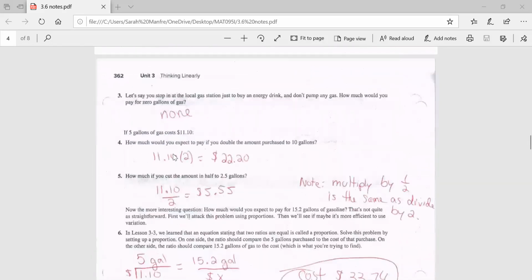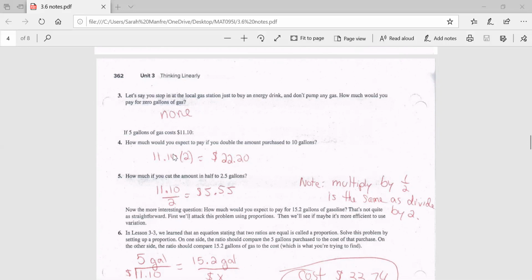All right, number 3. Let's say you stop in a local gas station just to buy an energy drink. You don't pump any gas. How much would you pay for 0 gallons of gas? You wouldn't pay anything, right? You're paying money for the energy drink, but the question says, how much would you pay for 0 gallons of gas? Nothing.